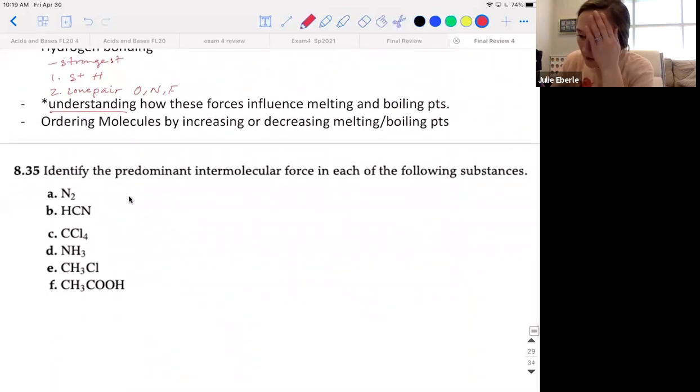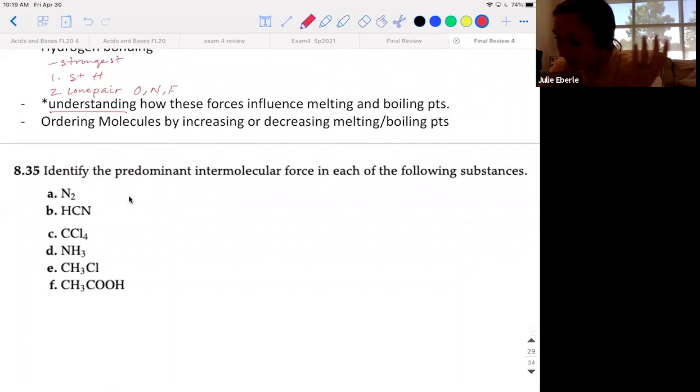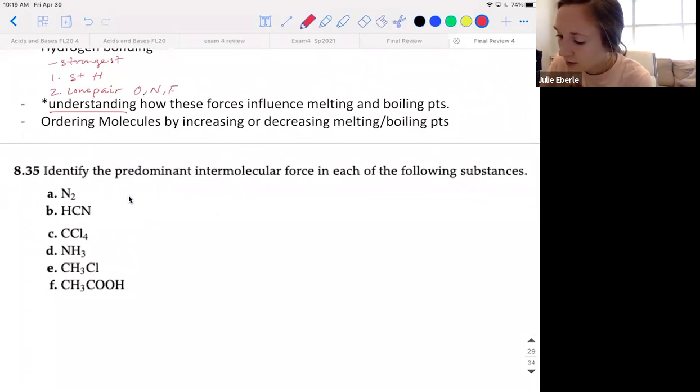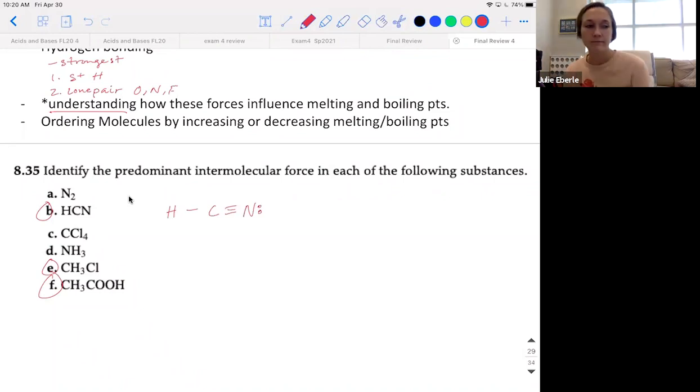So we're only going to do like 3 of these. Identify the predominant intermolecular force. Let's just do B, let's just do E, and let's just do F. So draw the Lewis structure, HCN. What do y'all think? You'll have an electronegativity chart on your resources page.